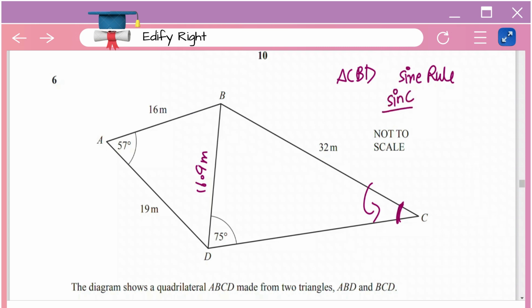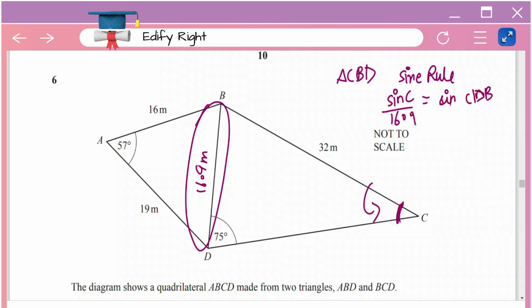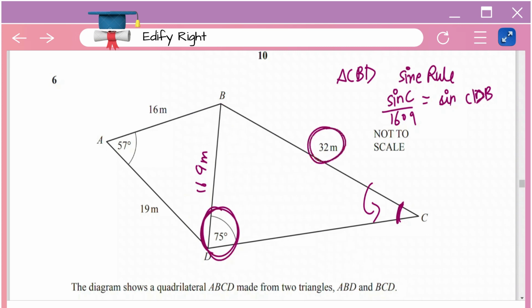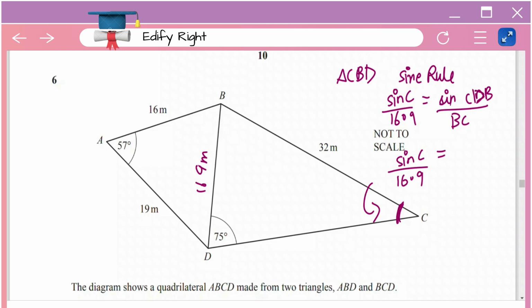So I'm going to take sine C divided by the side opposite to it, 16.9, is equal to sine of angle CDB. So this is angle CDB. Why are we taking this angle? Because we have the side opposite to this angle as 32. So that is the reason, divided by BC. Now put in the values. Sine C upon 16.9 is equal to sine 75 upon 32. So when you solve this, you get C is equal to 30.7 degrees. So this is 30.7 degrees.